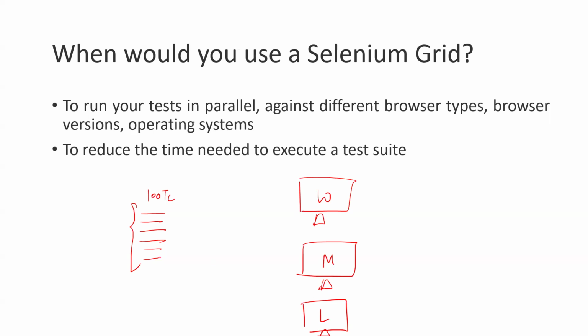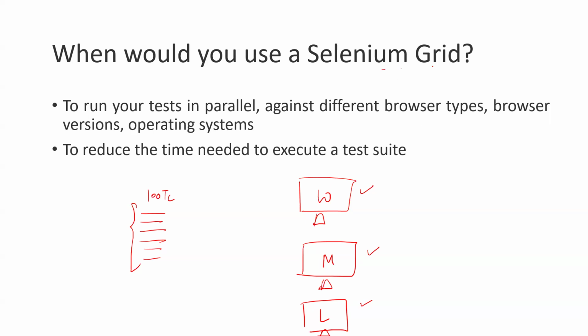So one solution is to run all the 100 first on Windows. After completion of all the 100 test cases, I would like to go with the Mac machine and then I will execute it on Linux. But this is called independent execution. Agree? Now here what happened? It will take a lot of time because we are doing sequential execution.